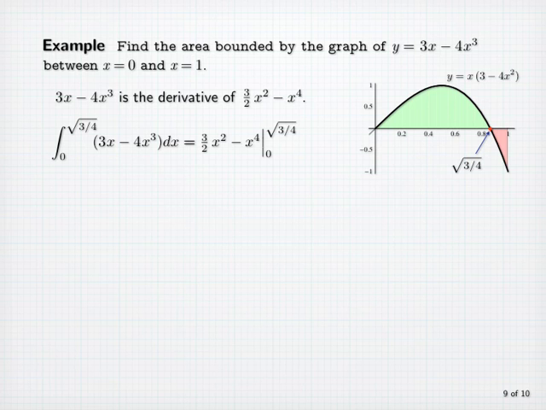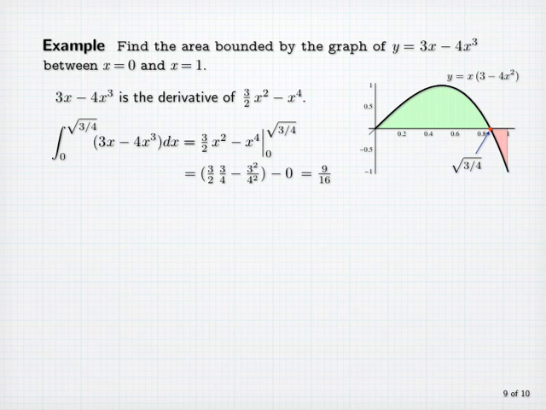Now we substitute the square root of 3/4 into this function, and we have 3/2 times 3/4 minus 3/4 squared, minus the value at 0, which is 0. This ends up being 9/16. So the area of the green region is 9/16.